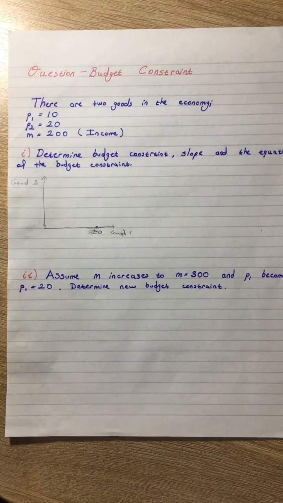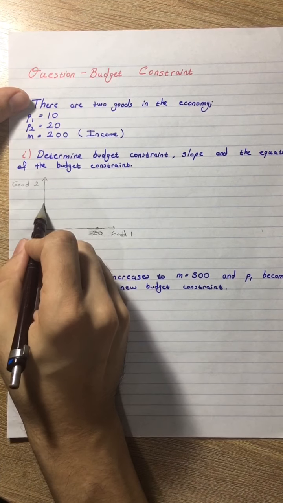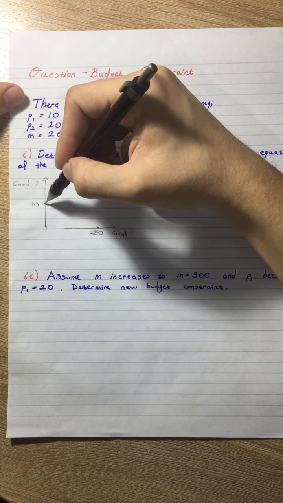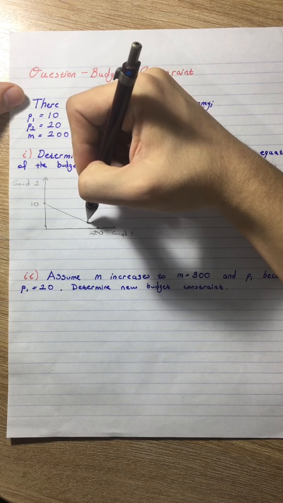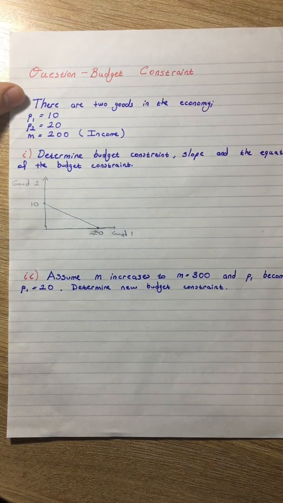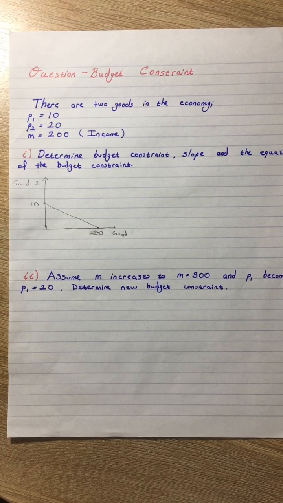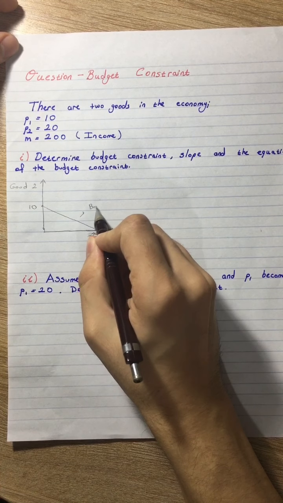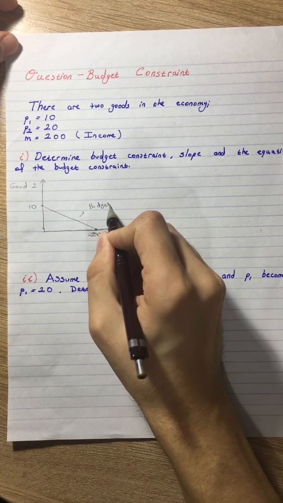And if we suppose that we use our income only on good 2, we can buy only 10 units of good 2. And if we connect these dots, remember the slope is always constant in the budget constraint, so we can connect the intercepts to find the budget constraint. This is our budget constraint.